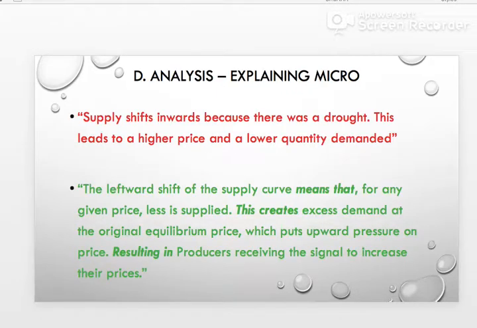In terms of your analysis, thinking of my previous diagram, weak analysis is in red, so supply shifts inwards because there was a drought. This leads to a higher price and lower demand. Now, if you want good analysis, you need to extend your explanation here. So the leftward shift of the supply curve means that for any given price, less is supplied. This creates excess demand at the original equilibrium price. This puts upward pressure on the price, resulting in producers receiving the signal to increase their prices. So you can see the difference there. The analysis, you're going through the motions, the stages in a logical fashion.